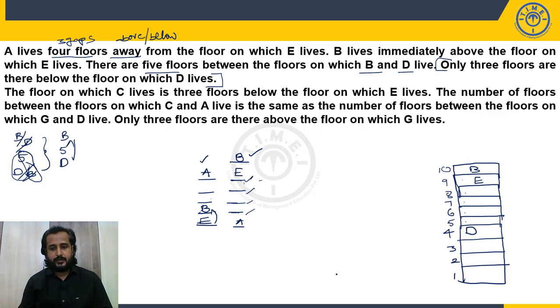So let me draw the two cases. So far how many floors did we get? 10 floors. This is fixed, right? Let me write the 10 floors: 1, 2, 3, 4, 5, 6, 7, 8, 9, 10. These 10 are confirmed.